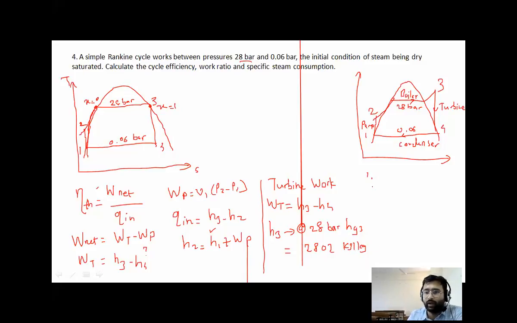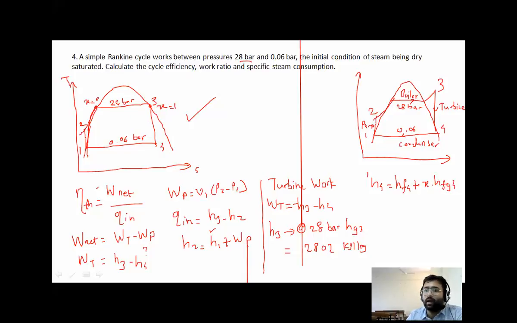How to calculate H4? Now see where point 4 lies in this diagram. Point 4 lies in which region? Wet region. It lies inside the saturation curve, that means it lies in the wet region. So what is the formula for H4? It will be equal to Hf4 plus X into Hfg4.